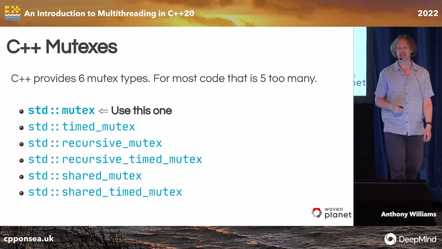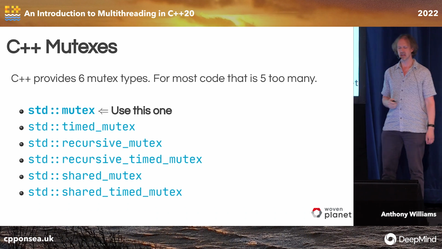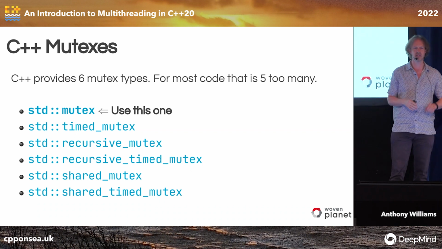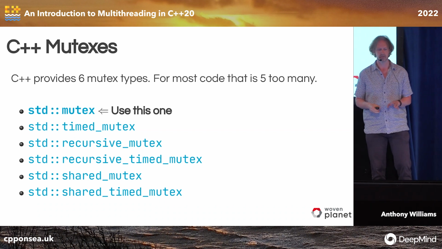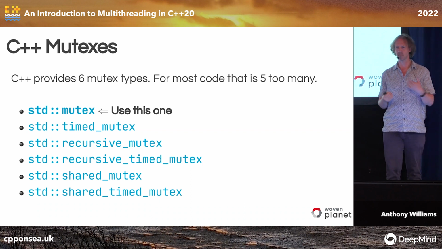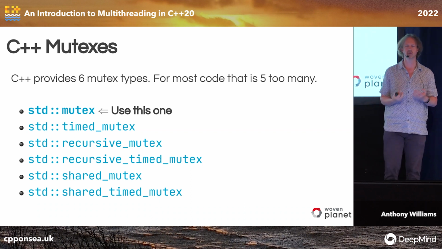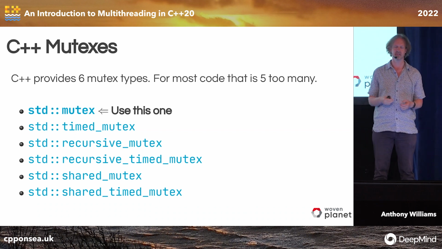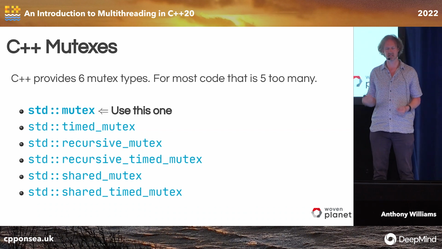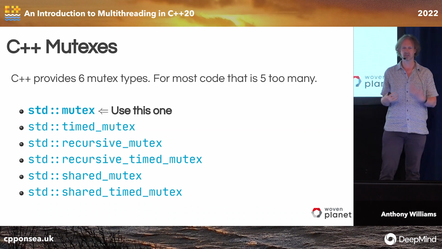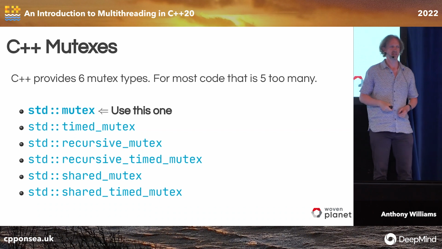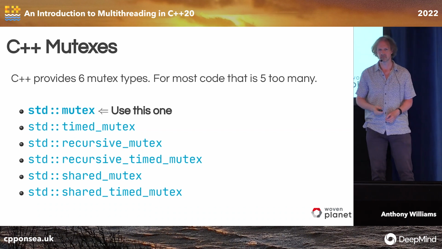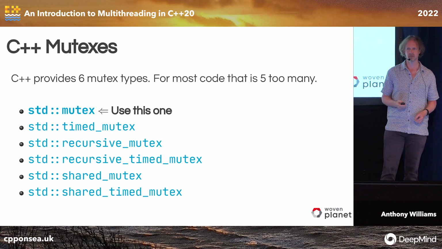What you should be using is std::mutex. If you get an urge to use any of the others, then really, really think hard and try and rethink your design so you don't, because most of the time they just add complexity to your code and make it harder to reason about and don't gain you any benefit. And in fact, possibly they even make your code a little bit slower because they've got additional code in there to deal with the complexities. So really, use std::mutex. Don't use anything else unless you really, really, really have to.